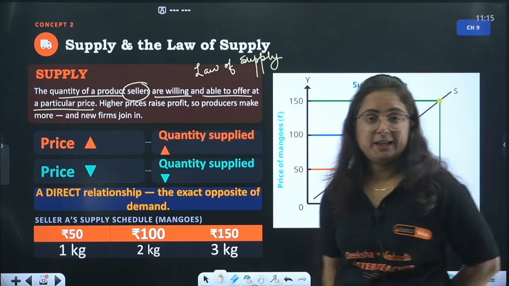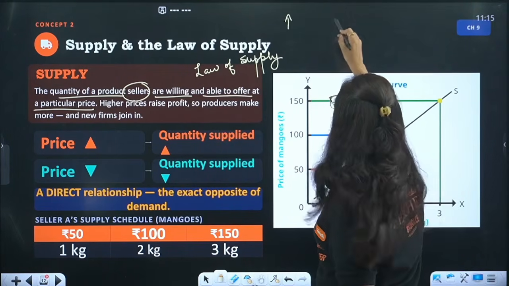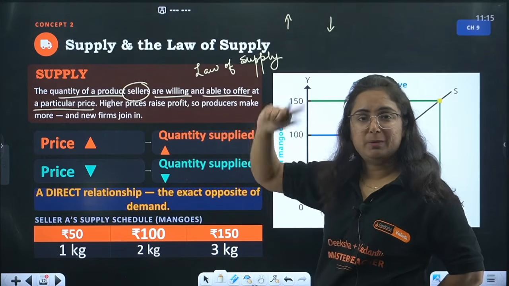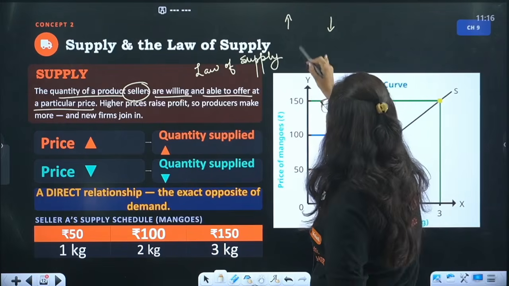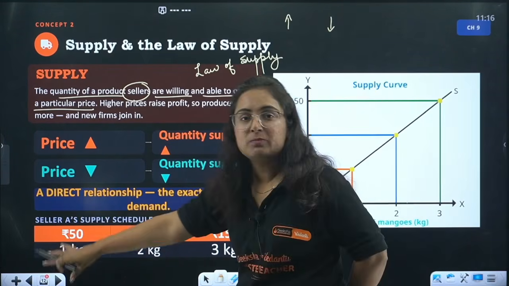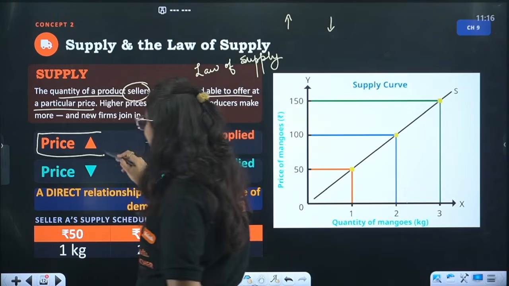What we studied in demand: whenever there is an increase in demand of a product, the prices will decrease. There was an inverse relation between demand and price. Let's go to here. Okay, now what happens when the prices of the product increase in the market?